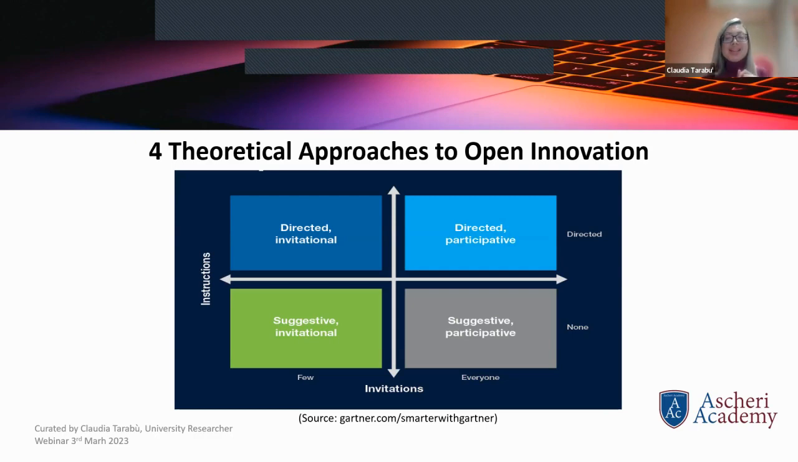We can explain all the squares that you can see on the screen. In the first square, the blue square in the left part, we observe the directed invitational approach to open innovation. For example, we can mention the case of Boeing when it wanted to establish a partnership for constructing the Dreamliner aircraft. With this purpose in mind, it wanted to work with Rolls-Royce and General Electric for constructing specific parts of the Dreamliner aircraft.